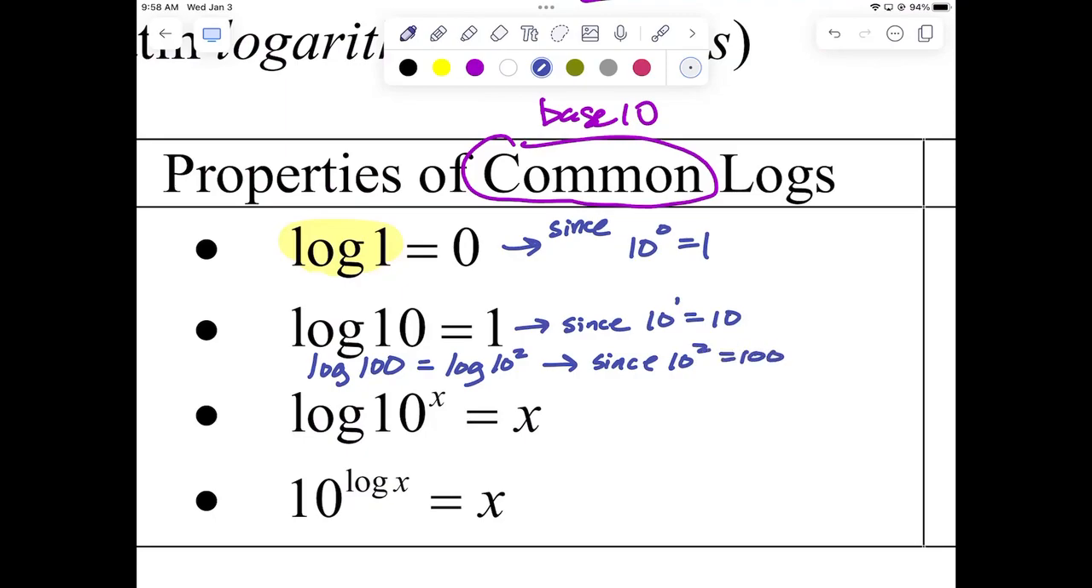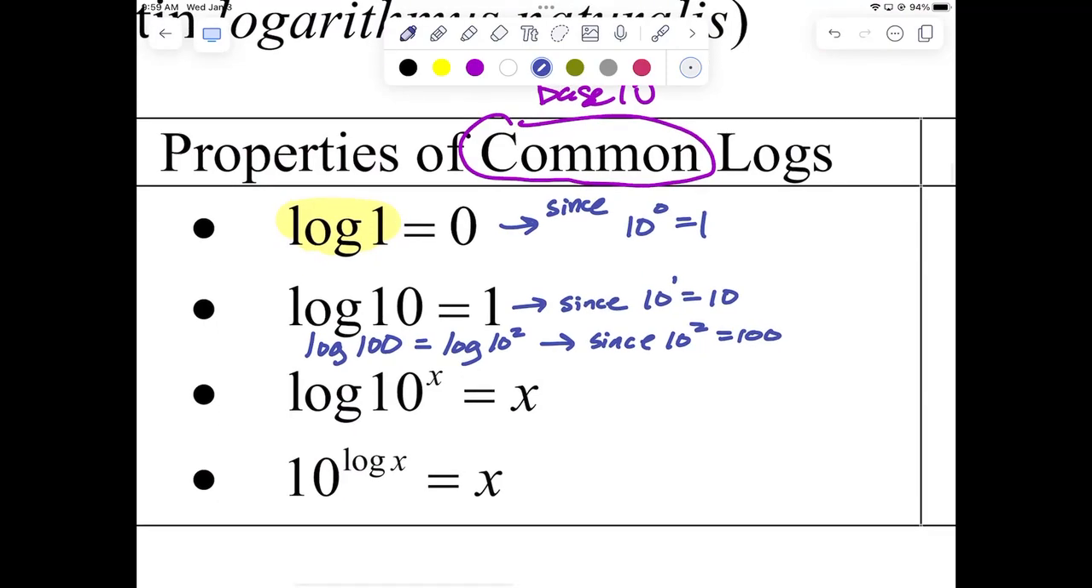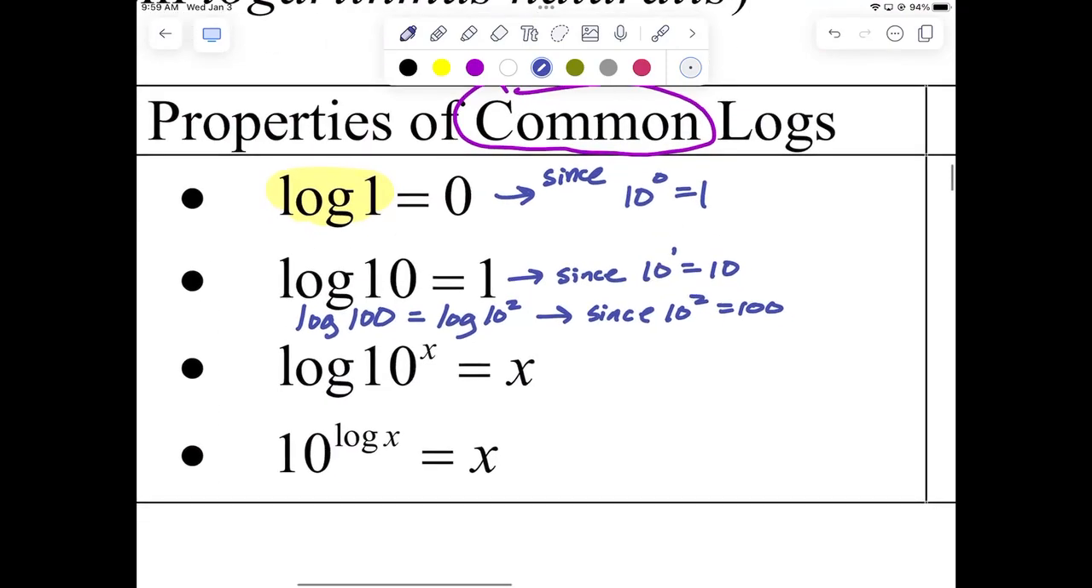What would log of 1,000 be? 3. Get it? See how it works with base 10? It's real easy. You just count the number of zeros. Okay? Count the number of zeros and you got your log. That's just looking at the exponents. So in general, what does that mean? That means log base 10 of 10 to the x is equal to what? x. Okay? And then we can flip it around.